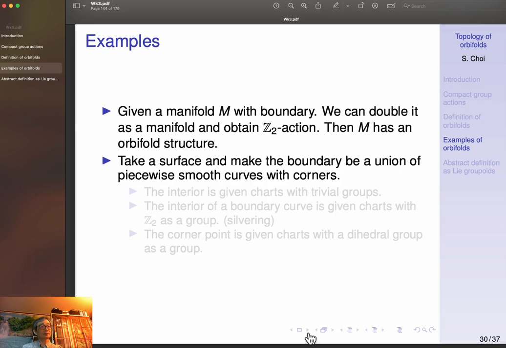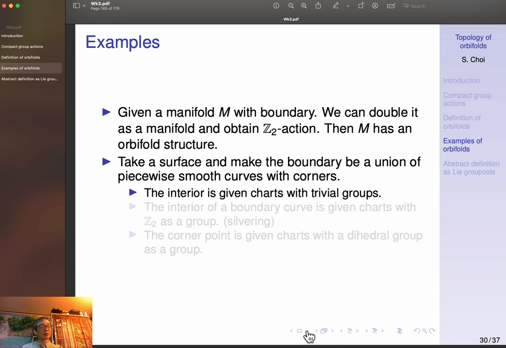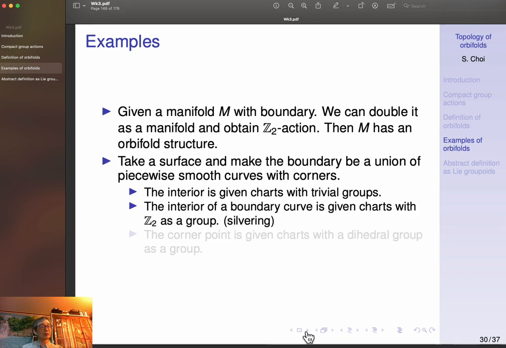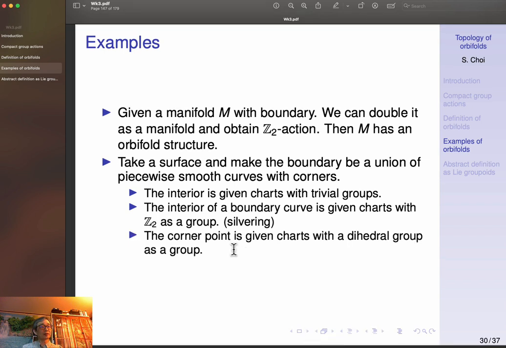Another thing is you can take a surface and make the boundary a union of piecewise smooth curves with corners. The interior is given the ordinary Euclidean chart, and the interior of the boundary curves is given charts with G_2 as the group. This is called silvering, so you are making these into mirror points. And the corner points are given charts with dihedral group action.